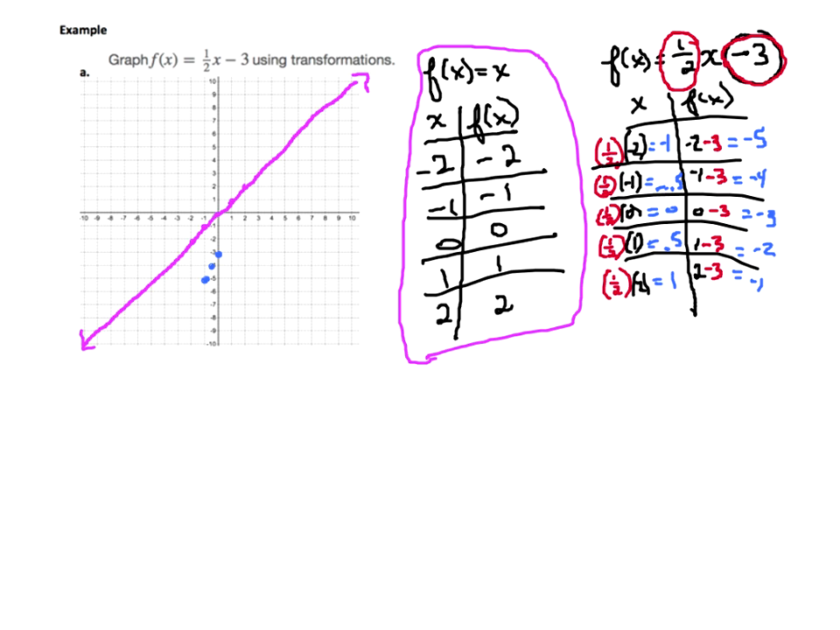0, -3. Half, -2. And 1, -1. So here's my new... no, that's a slope of 2. Scratch that.